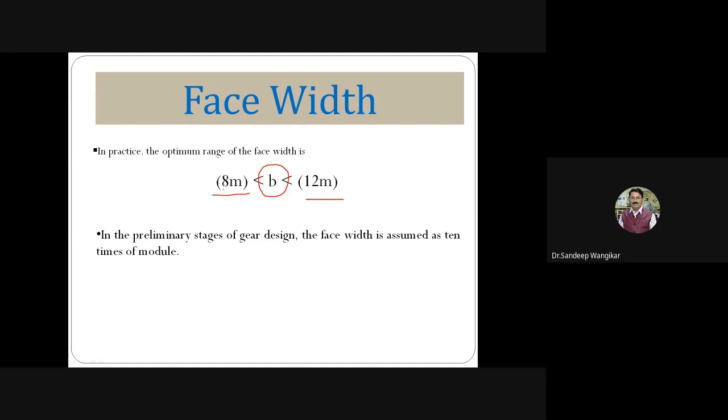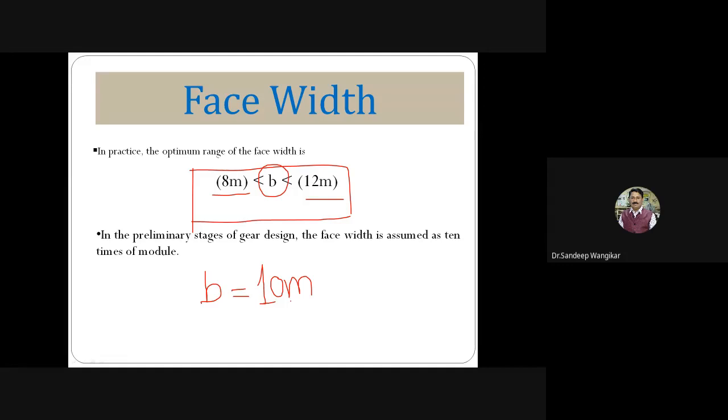Therefore, I have explained why it should not be too short, and again why it should not be too long. What will happen if it is too long and too short? Then this is the optimum range of the face width: 8 times the module to 12 times the module. And in general practice, it is assumed as 10 times the module. So B is equal to 10 times the module, where B stands for the face width in millimeter and m stands for the module in millimeter.